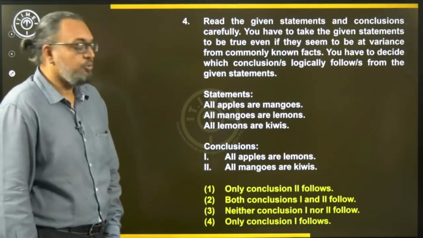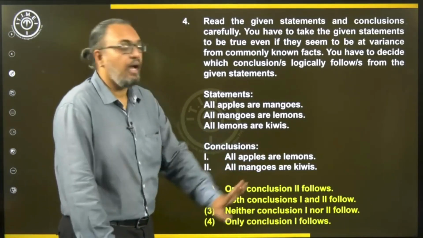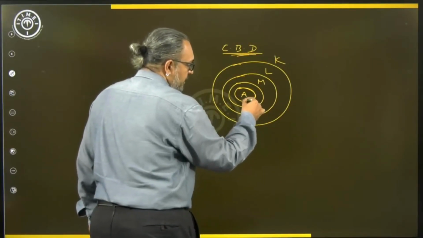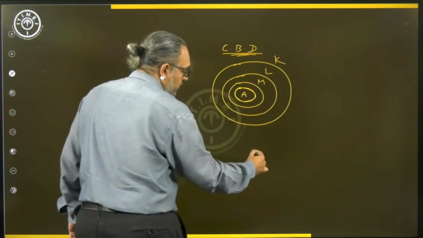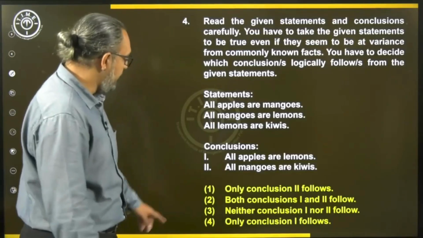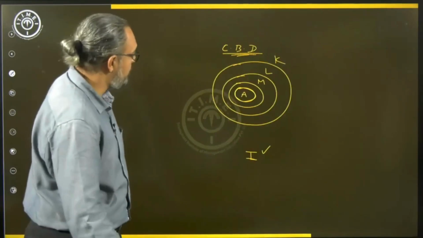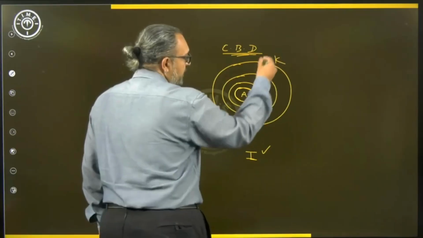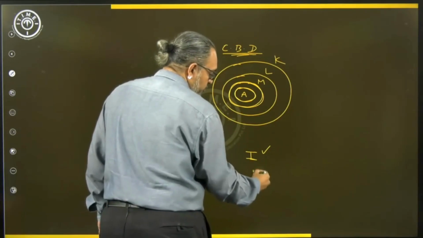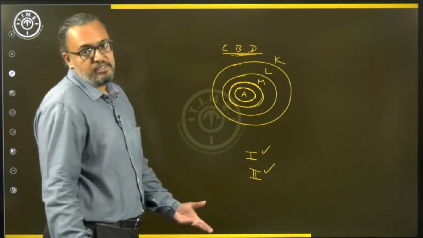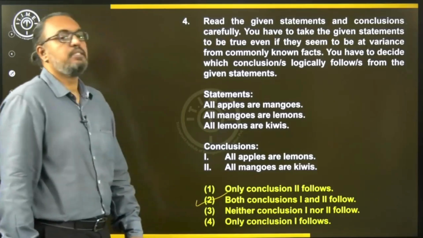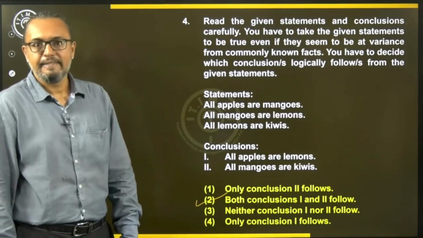Now look at our conclusions. He says all apples are lemons. Tell me, are all apples inside lemons? Correct. The complete A circle is inside the L circle. So conclusion 1 definitely is an answer. Correct. Then next, all mangoes are kiwis. Tell me, are all the mangoes inside kiwis? Correct. The complete M circle is also inside the K circle. So conclusion 2 will also be our answer. So we can say both 1 and 2 follow. That is there in choice 2. Yes?